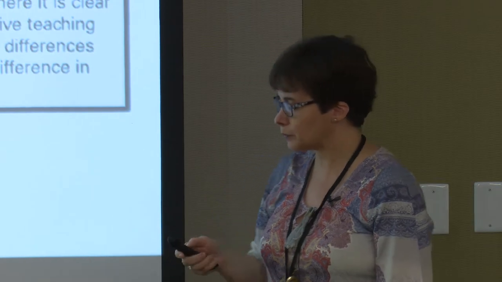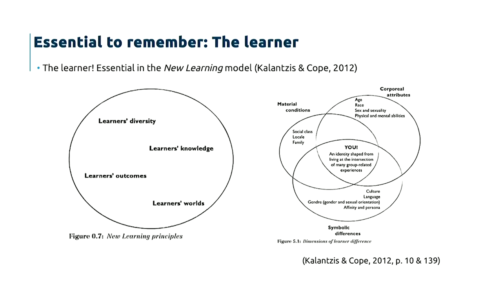Depending on our needs. And of course, what is important to remember is that when we think about our learners, we need to think about learners' diversity. We need to think about the different types of knowledge that our learners have, what we are expecting for our different learners, learners' outcomes, and also learners' worlds, where our students are coming from, okay?